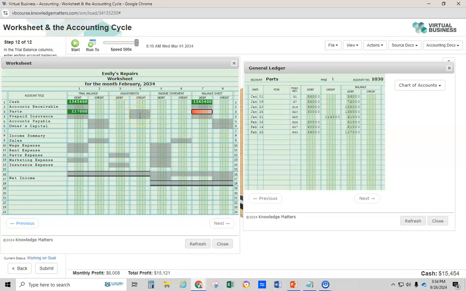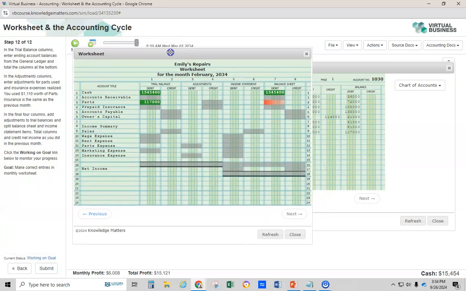It's saying we used up some of our parts inventory. So right over here, it says we used $1,110 worth of parts. Insurance is the same as the previous. We'll just talk about parts first. Okay, so we're going to make an adjustment. What does it mean if we used up 1,000? I'm going to type in 1,110 and then put the 3 zeros.